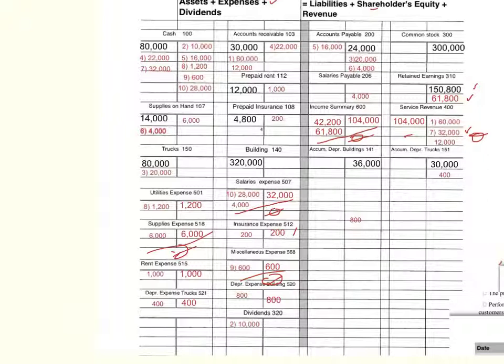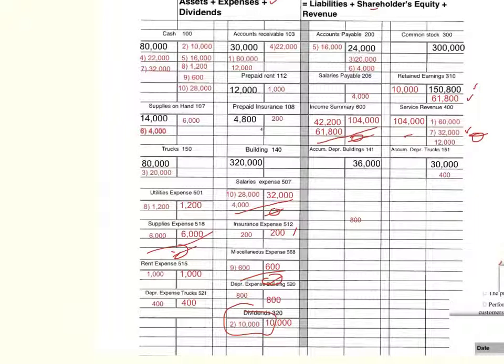One more thing, and that is the dividends down here. They're still sitting here with a $10,000 debit balance. I must credit them and debit retained earnings. Now my retained earnings has a credit balance of $202,600, which we have on the balance sheet.